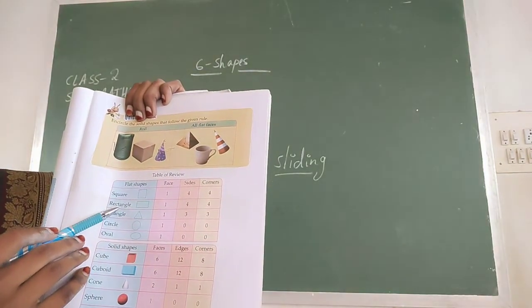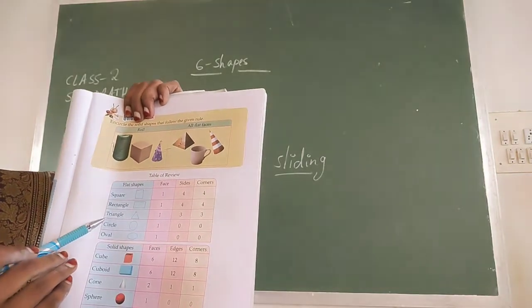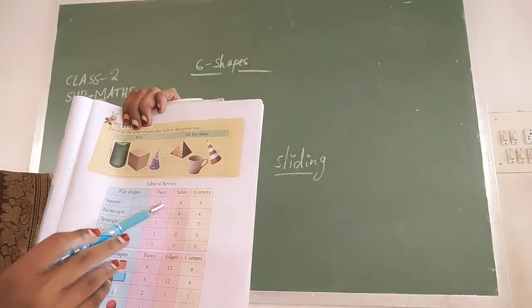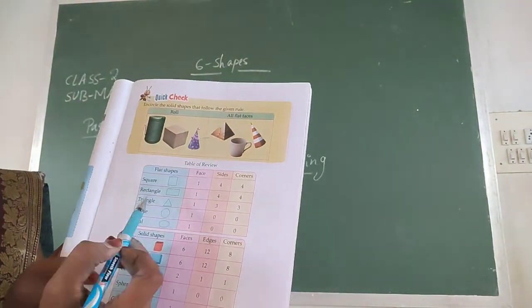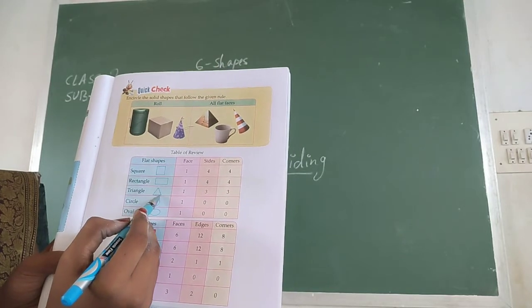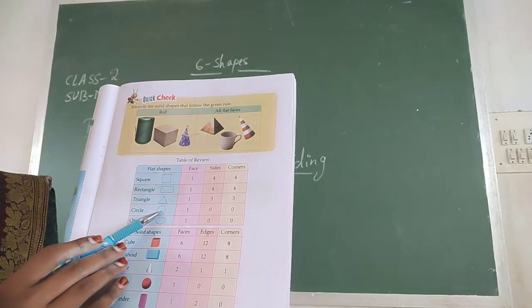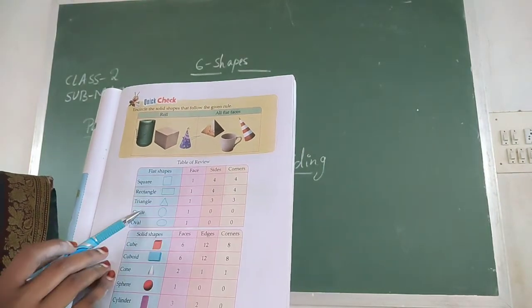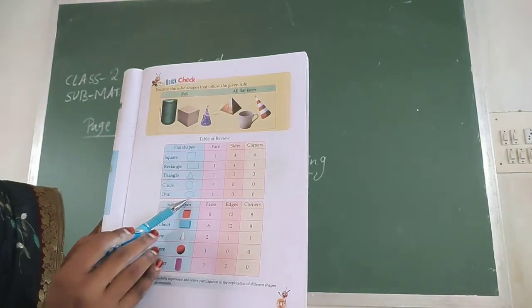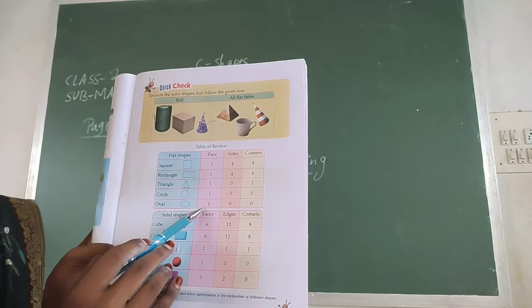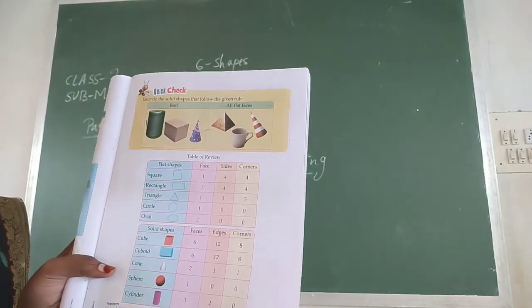Rectangle. Rectangle also has one face, 4 sides and 4 corners. Triangle. Triangle has one face, 3 sides and 3 corners. Okay. Next, circle. It has only one face. Circle hasn't any sides and any corners. Oval. It also has only one face and it also hasn't any sides and any corners.